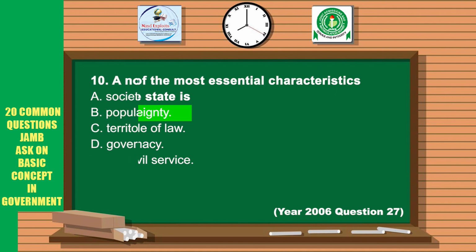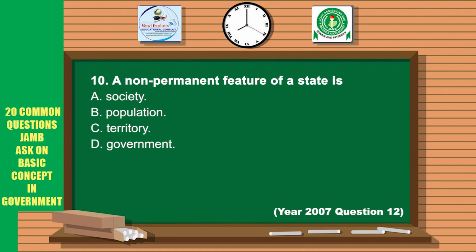Let's go to question 10. A non-permanent feature of a state is: A. Society, B. Population, C. Territory, and D. Government. Every other thing is stable and permanent except for the government. Government will always go and come. In Nigeria, government is changed every 4 years. So it is not permanent, but the population is permanent.